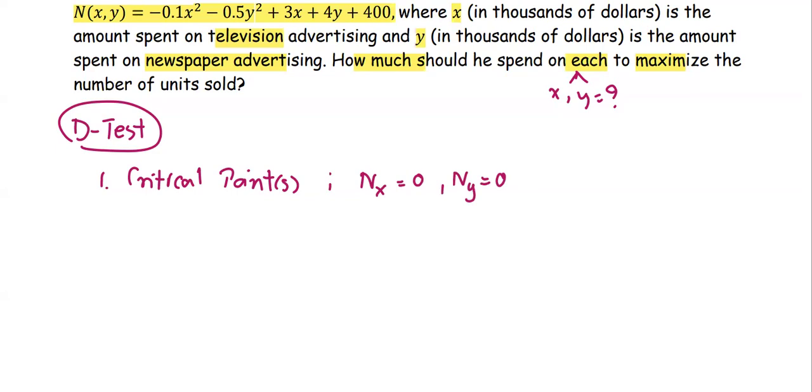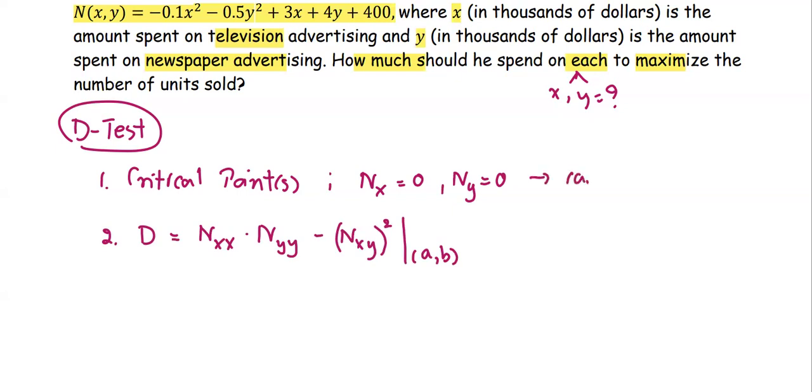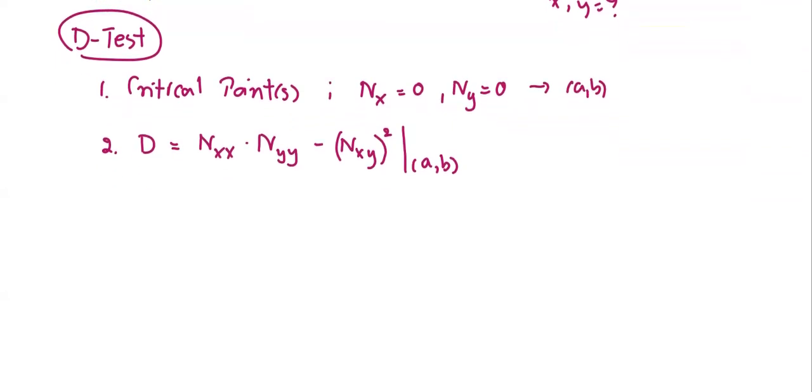And then for the second part, we're going to compute the D value, or the D quantity, using the second partial derivative with respect to x times the second partial derivative with respect to y, minus the second partial derivative with respect to x with respect to y, quantity squared, and compute at the critical point that we derived from the first part. So this one, we're going to solve for the point (a, b). Let's get started.